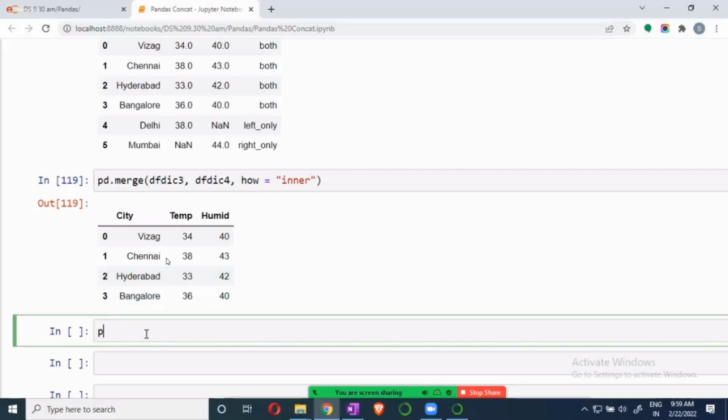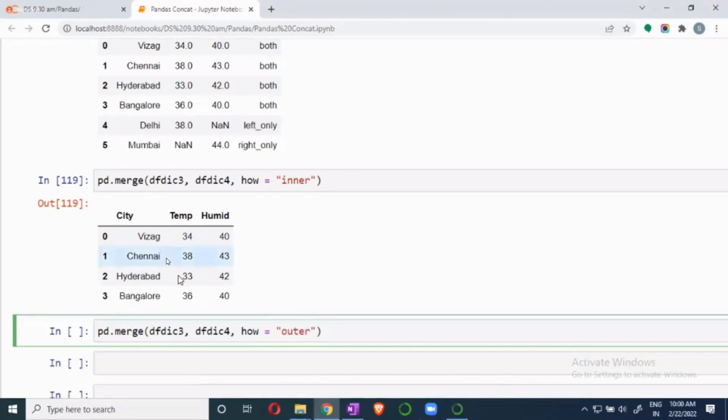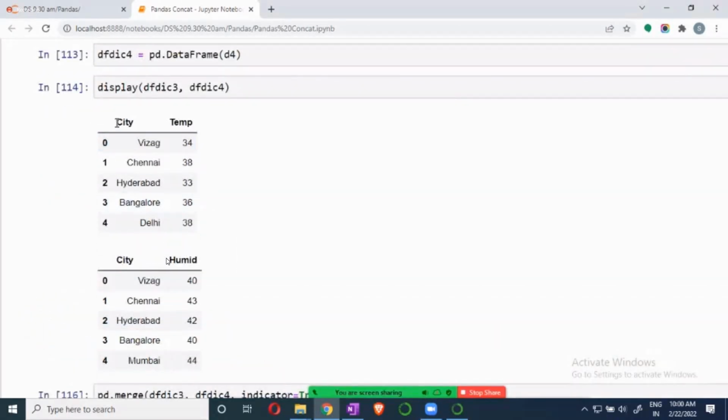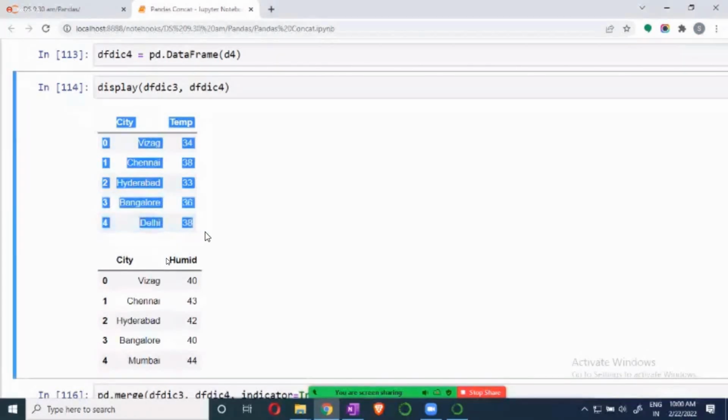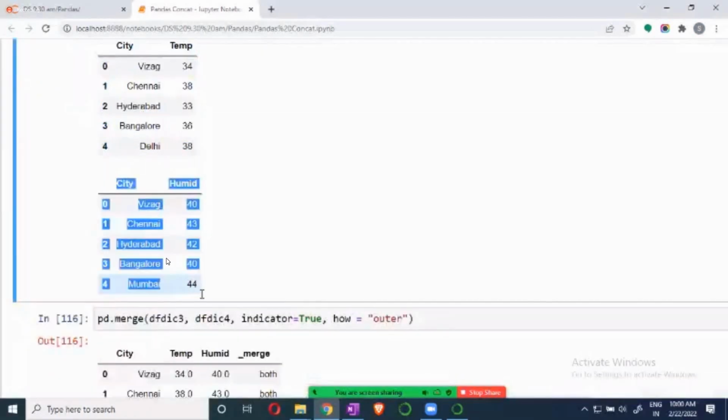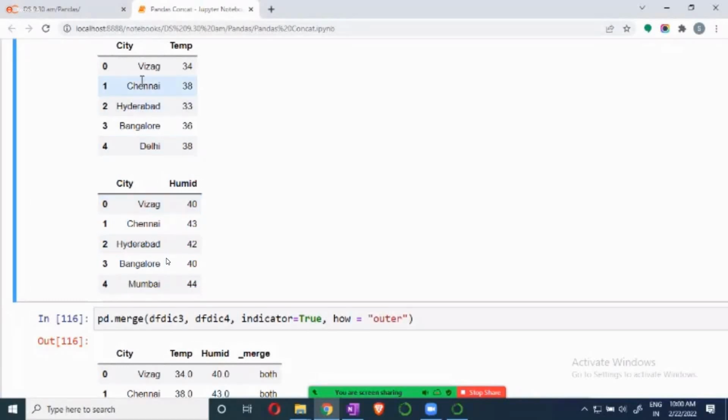Okay. Now there is something called df_dic3, df_dic4, how equals outer. Outer means it will get all the data from the left data frame and all the data from the right data frame. See this, Vizag is having the temperature and Vizag is having the humidity, so both will be in one single row. Chennai is having the temperature, Chennai is having the humidity. Hyderabad, yes. Bangalore, yes. All these are four different rows.